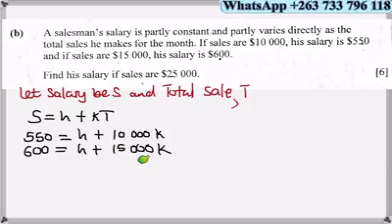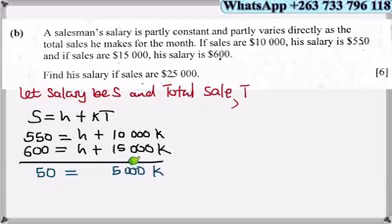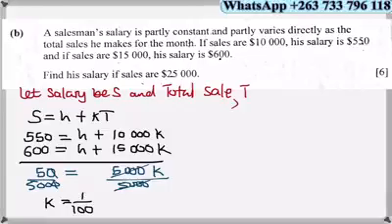Then we put the equation with large values on top. So let's subtract: 15,000 minus 10,000. This will give me 5,000K. H minus H is 0. 600 minus 550 is 50. Therefore, let's find the value of K here. We divide by 5,000 both sides. If we cancel zeros, we are left with 5 over 500. 5 into 5 is 1. So it will be 1 over 100, or 0.01 if you decide to use decimals. So K is 1 over 100.